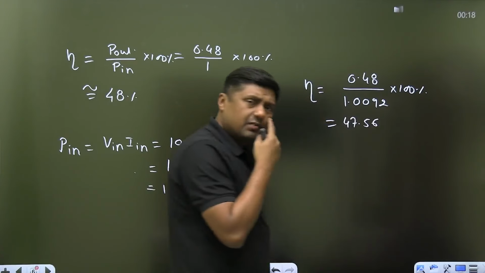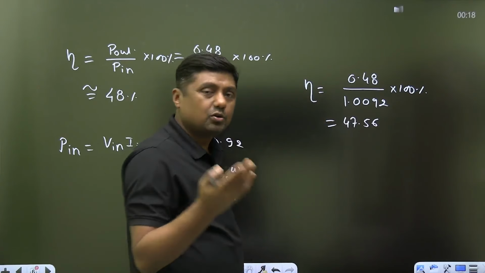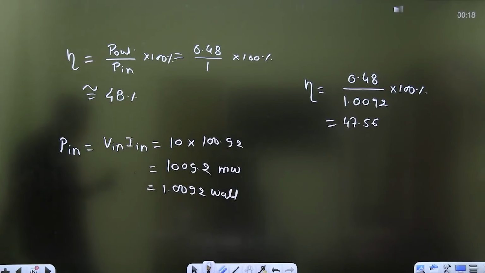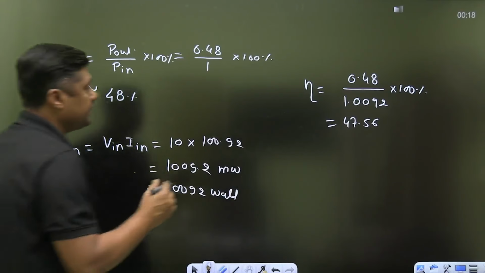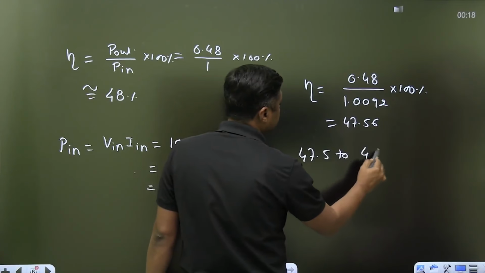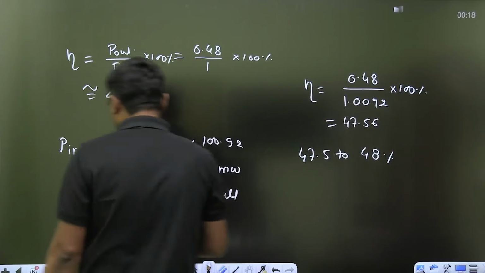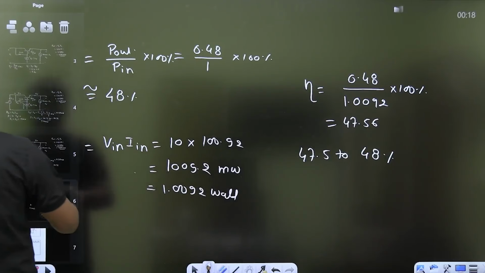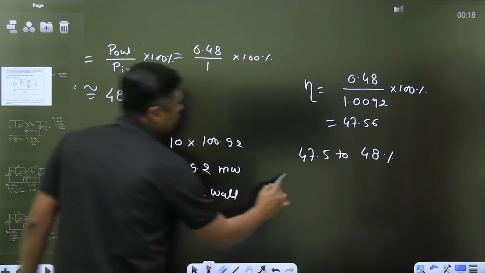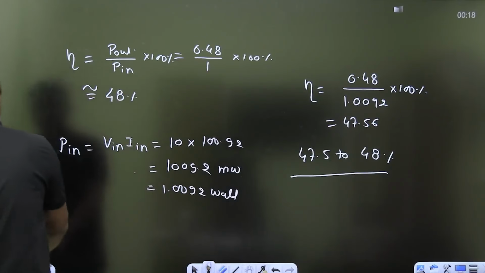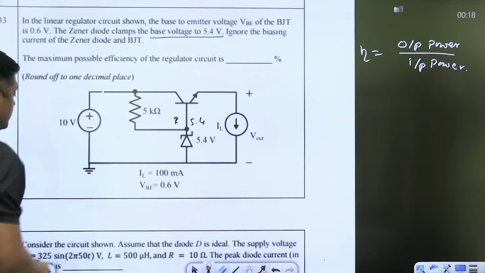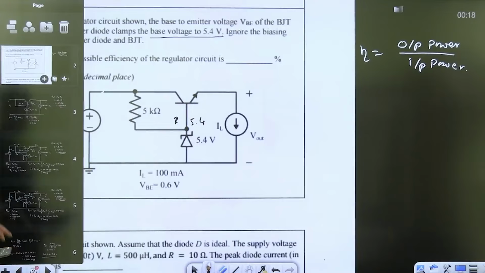So already it is given, ignore the Zener diode current, so that it will become 47, and that's why the range of the answer is given as 47.5 to 48. 47.5 to 48%. So both are correct. Already we have solved. So already I have given, this is 47 to 48%. Okay, so this is the important one. This is the efficiency, guys. Now, next question.